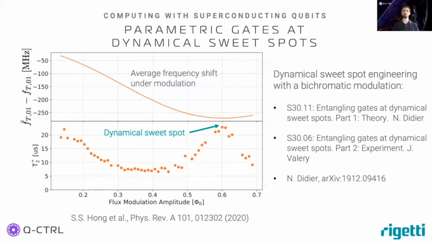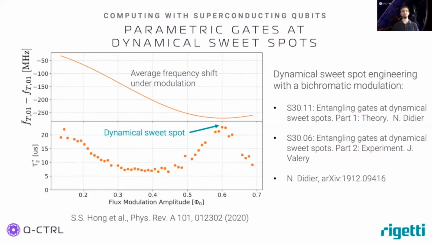The dephasing timescale is shown in the lower panel over the flux modulation amplitude. At this 0.6 amplitude dynamical sweet spot, the dephasing timescale is around as high as when no flux modulation is applied. The paper shown by the Rigetti team demonstrated high fidelity gates by making use of this dynamical sweet spot.